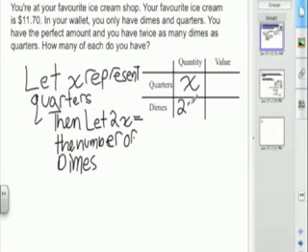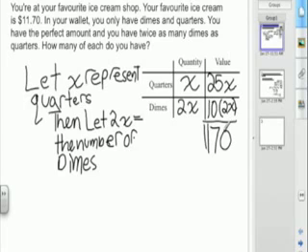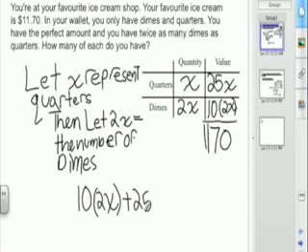Now let's go back to the chart. Since we know quarters are 25 cents, the value of the quarters would be 25 times x. The same would be for dimes, because since we know that dimes are 10 cents, we multiply 10 by 2x. We also know that if you add both of them together, it would equal 1,170 cents. The equation isn't very hard. All you have to do is 10 times 2x plus 25x equals 1,170.